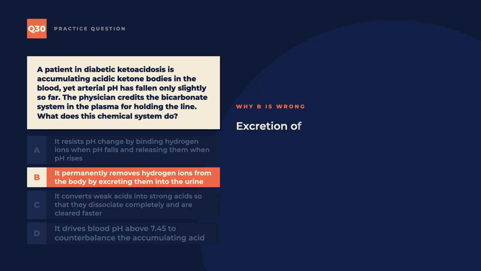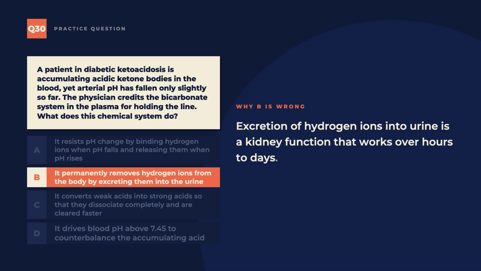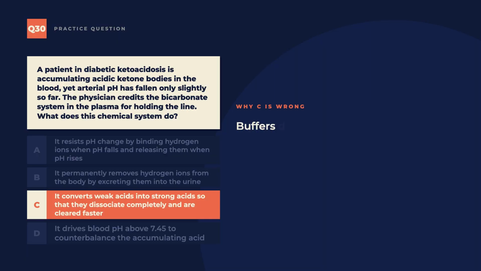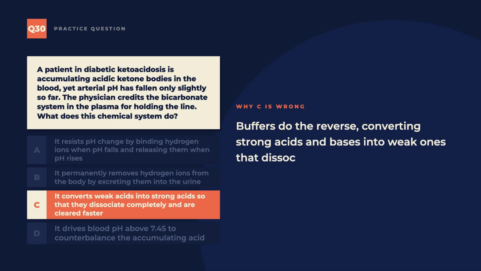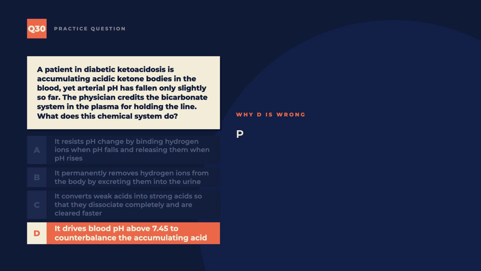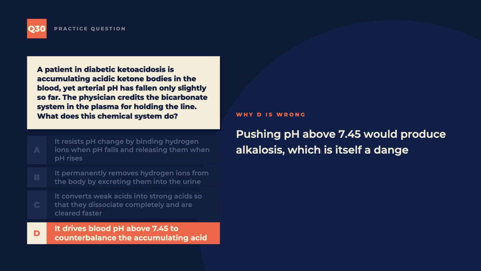B is wrong because excretion of hydrogen ions into urine is a kidney function that works over hours to days. Buffers act chemically and within seconds, and they do not remove anything from the body. C is wrong because buffers do the reverse, converting strong acids and bases into weak ones that dissociate only partially. Complete dissociation is precisely what makes strong acids dangerous to pH. D is wrong because pushing pH above 7.45 would produce alkalosis, which is itself a dangerous state. A buffer defends the normal range rather than overshooting it.